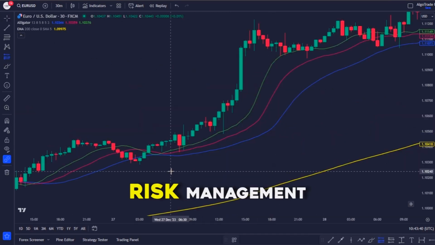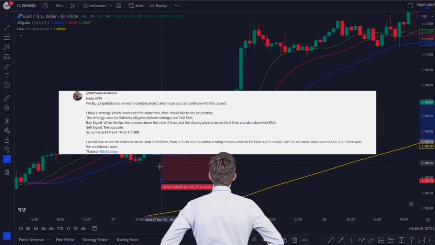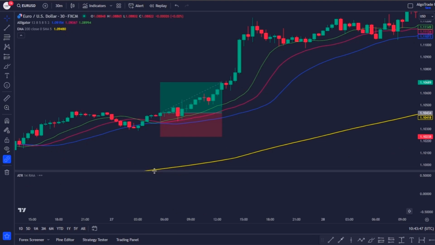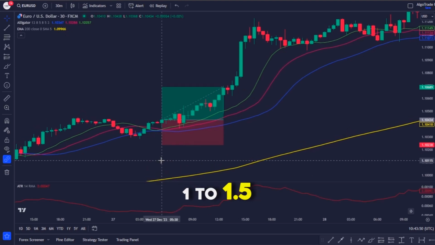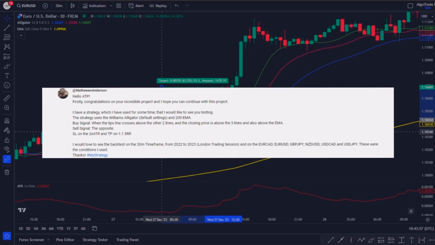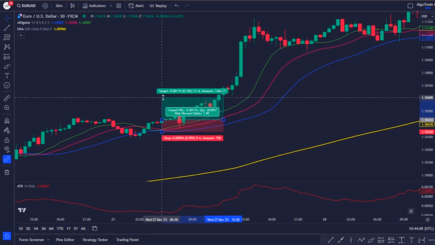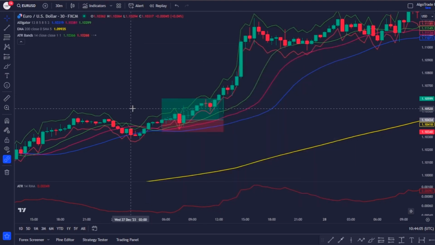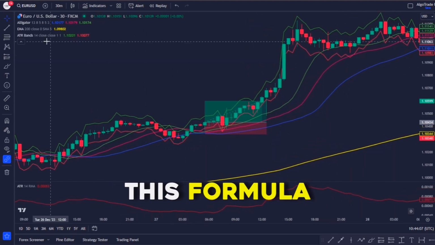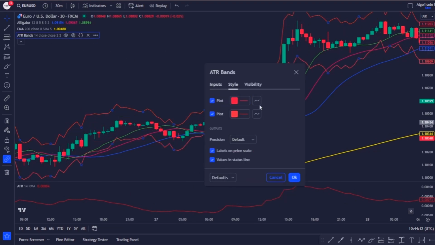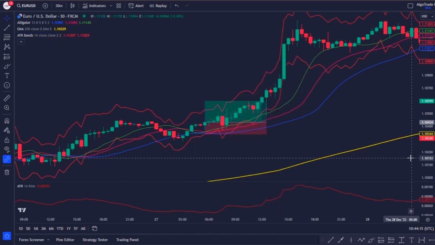Simple as that. For the risk management, I will follow the exact rules of my subscriber, and so I will use the ATR indicator to place the stop losses, and the take profits will always be on the 1 to 1.5 risk reward zone. Regarding the stop losses, as you can see, my subscriber asked me to use the formula 2 times the ATR pip value to calculate them. But you can use this indicator called ATR bands to know where to insert your stop losses all the time without needing to calculate this formula. Just go to its settings, change the ATR multipliers to 2 and the colors to red, and now you know exactly where to place the stop losses.